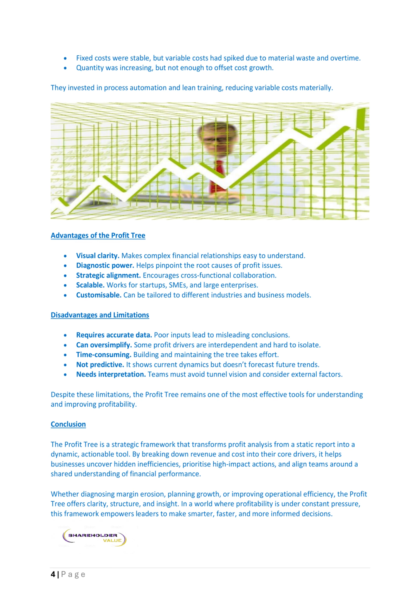Fixed costs remained steady, but variable costs increased sharply due to material waste and overtime. While the quantity produced was growing, it wasn't enough to keep up with the rising costs. To address this, the company invested in process automation and lean training, which significantly reduced those variable costs.